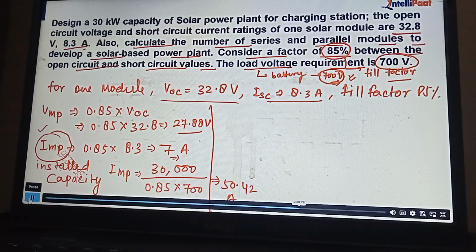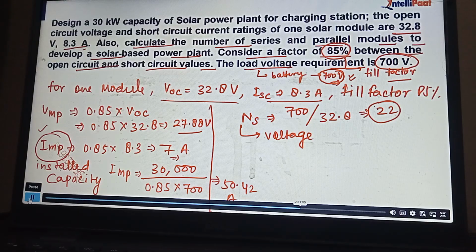So we can calculate the series module NS. How do we calculate NS? NS is basically giving the voltage; it is increasing the voltage. So we have total voltage that is 700 and the voltage of one panel that is 32.8. Can you calculate 700 divided by 32.8? It is around 22, like 21 point some value, 21.34. So we have to go with the higher value. Let's suppose 22 panels would be connected in series.